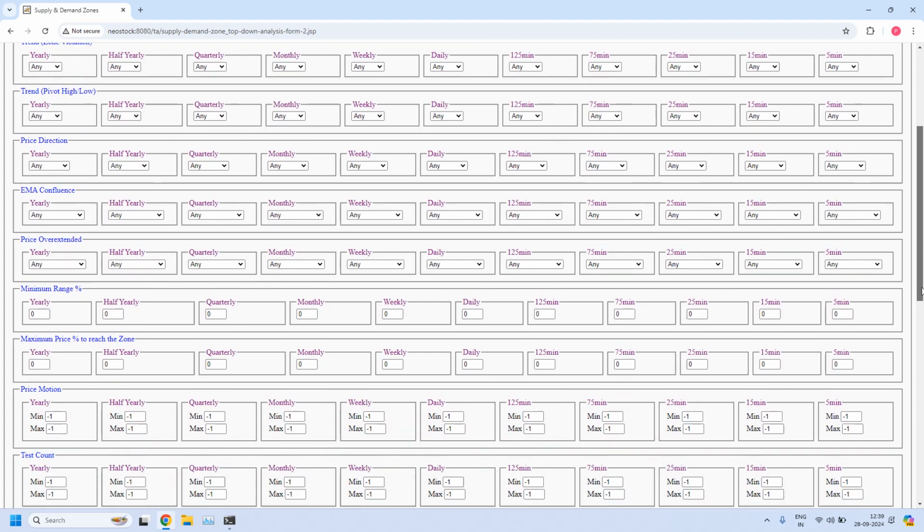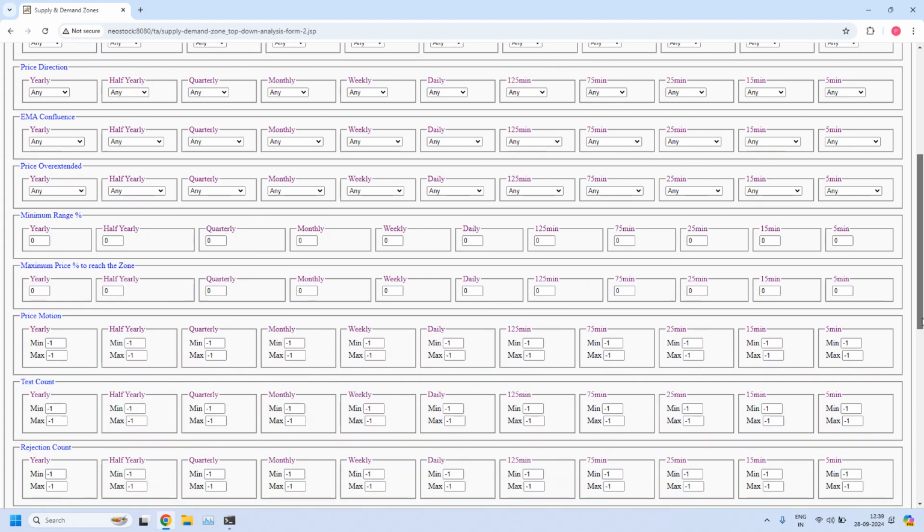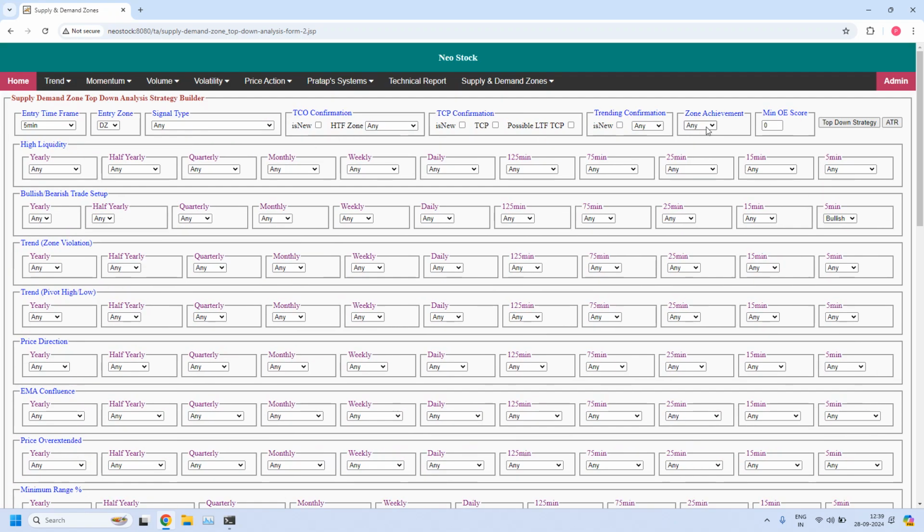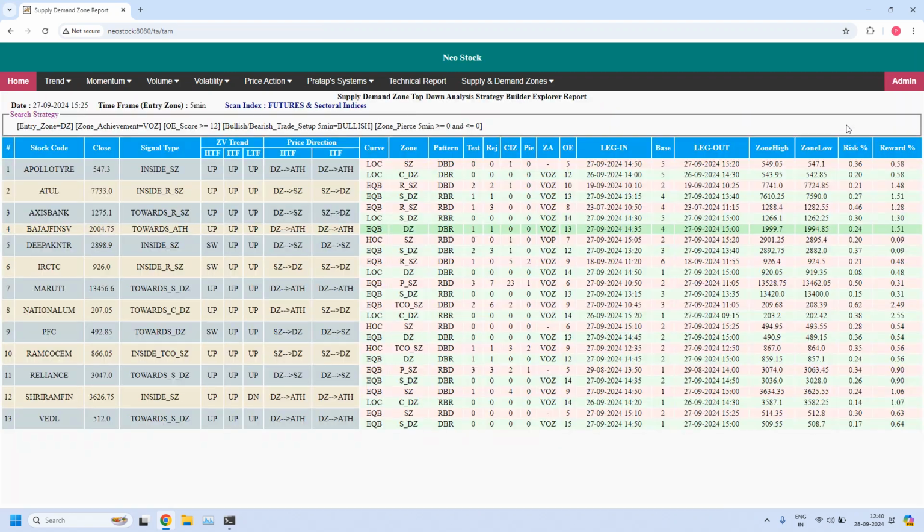So in the pierced count, we need to set minimum value and maximum value 0 in 5 minutes time frame. Minimum 0, maximum 0. Zone achievement should be violated opposing zone. Minimum odd enhancer score should be 12. And all the 3 filters are applied to 5 minutes demand zone. Let's verify. 13 stocks are filtered. All these 13 stocks are currently supporting bullish trade setup for hourly income trade. That is entry time frame 5 minutes.